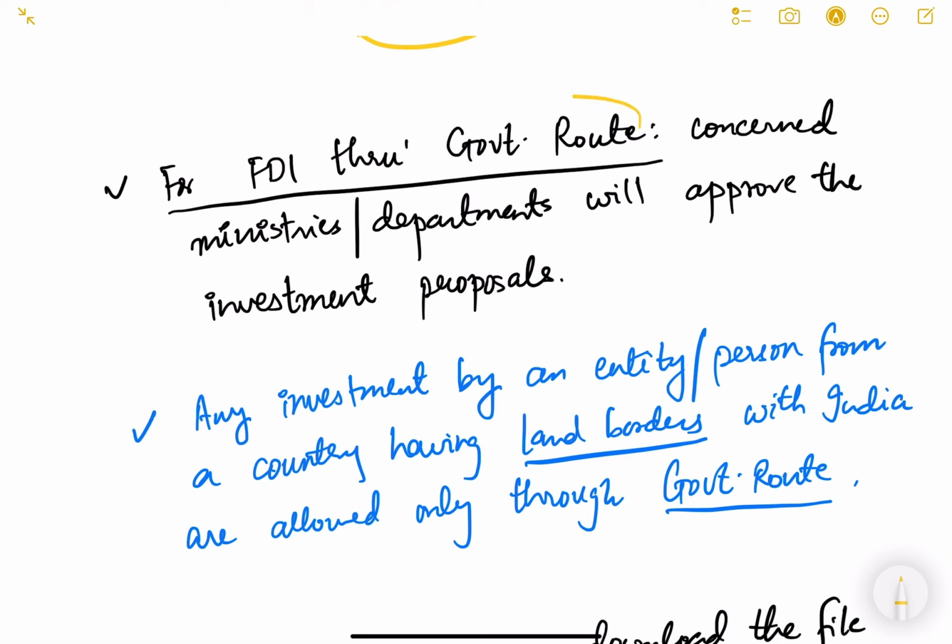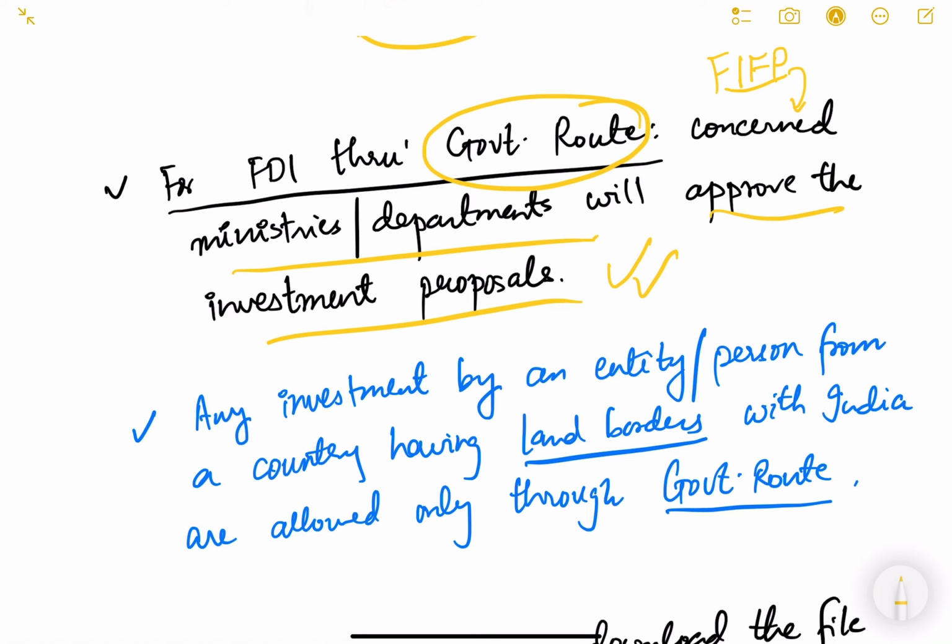Now if the FDI is through the government route, I have told you they will apply through the Foreign Investment Facilitation Portal. That portal will forward the application to the concerned ministries or departments and they will approve the investment proposals. This is a new policy after 2017-18.